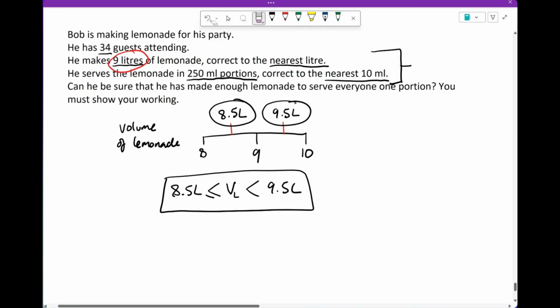So now let's consider the other rounded value given in the question. So that would be the 250 milliliter portions. So we're now going to consider the volume of portions.